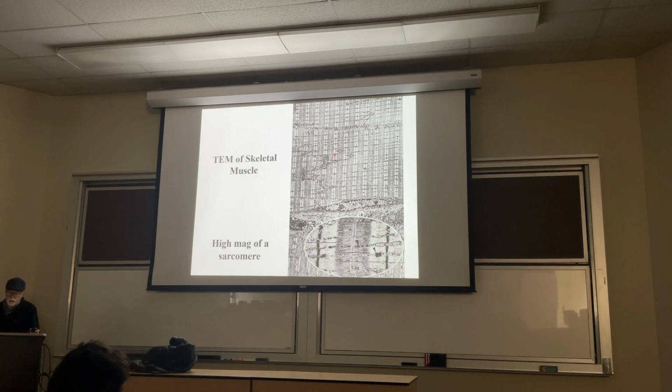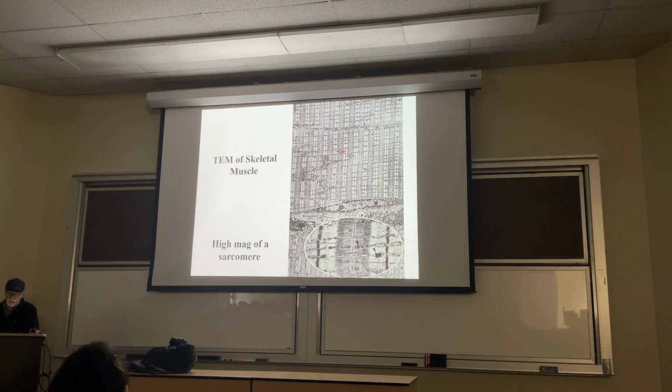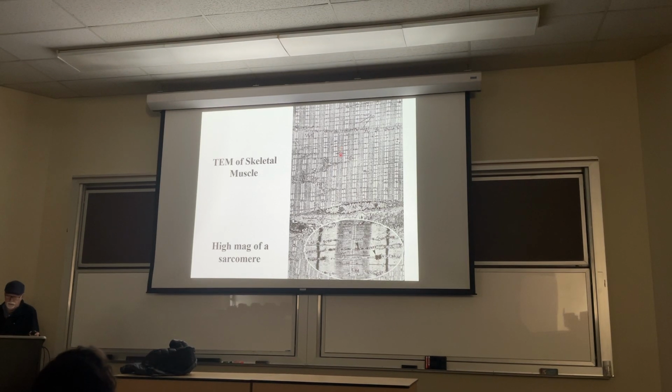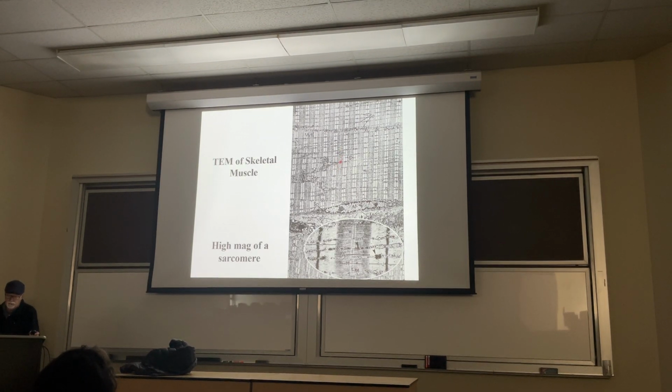Here's one Z line to another Z line. So this would be the I band, this would be the A band. If we look carefully there, that lighter part right there, that's the H zone. And so those are the different parts.